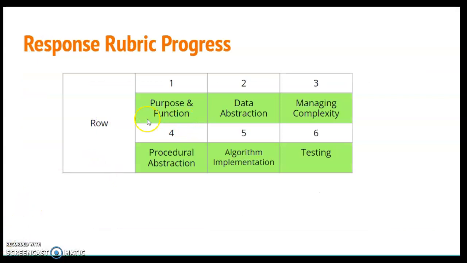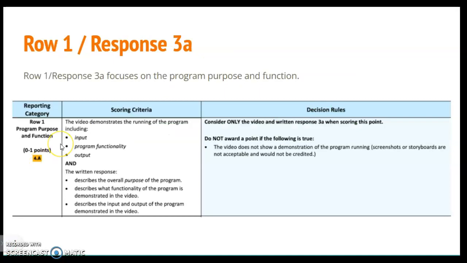Okay, so we've gone through rows 1 through 6. Remember, you're graded 0s or 1s. So today we're just going to focus on row 1 and response 3A. All right, so the video, make sure, demonstrates your input, the functionality, and the output. And remember, you have to have 2 different inputs that show 2 different outputs or 2 different paths in your program. So the written response needs to describe the purpose of the program, all right?